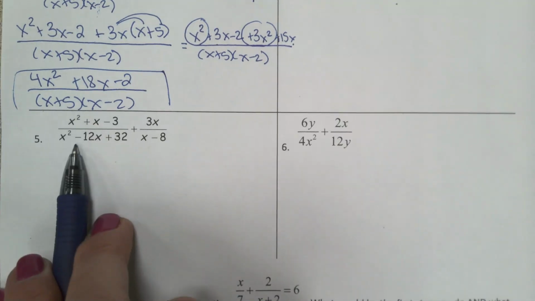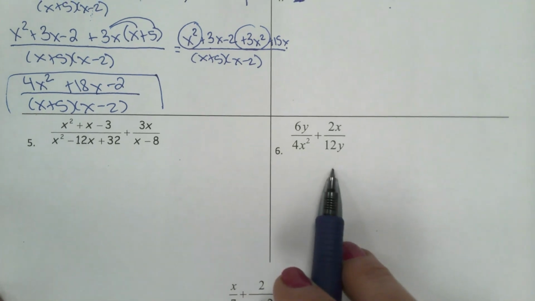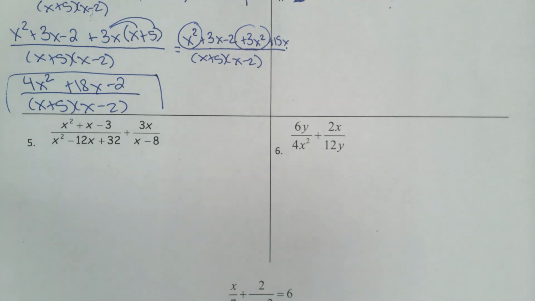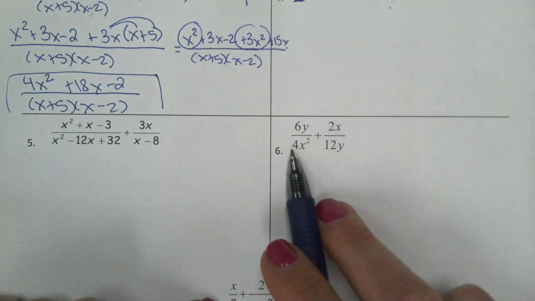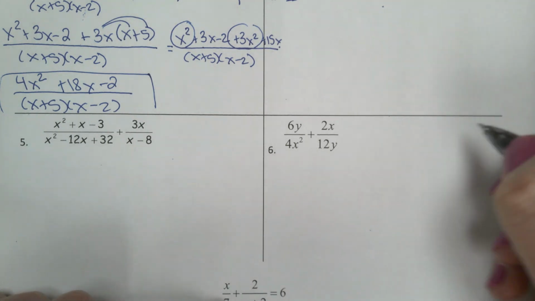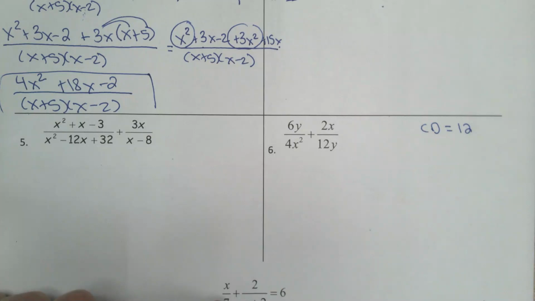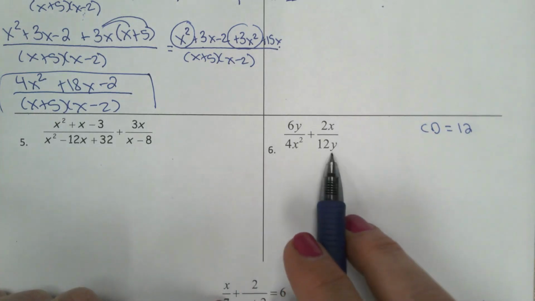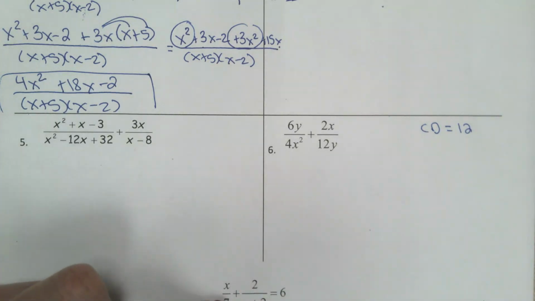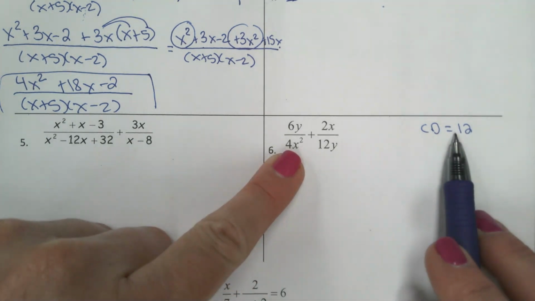All right, number 5 is just another factor and get a common denominator. We haven't had one like 6 yet. All right, so when I see a 4 and a 12, if you count up by 4s and 12s, the first number that they have in common is 12. So it seems like these are one of the more challenging ones for students. So the common denominator for the number part is 12.